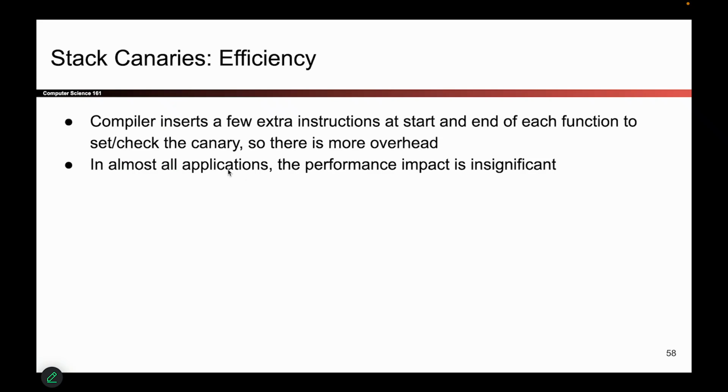I don't know about you, but when you're running a piece of code, if you add one extra line of code, it's probably not going to make your program that much slower, especially if the line of code is something like write a random value or check a random value. Those are not really expensive instructions. So yes, there is some performance impact, but in almost all applications I can think of, you are not going to notice it. So this is another defense that is effectively free in terms of performance, but it's going to make the attacker's life so much harder. So we like it.